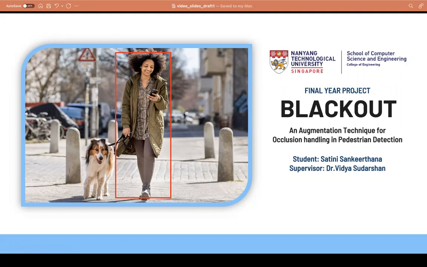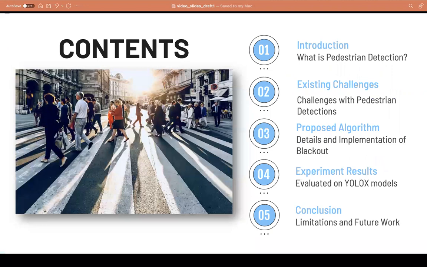Hello, my name is Sankeerthana, and I'm here to share a bit more about my final year project titled Blackout, an augmentation technique for occlusion handling in pedestrian detection. So this is the agenda for today.